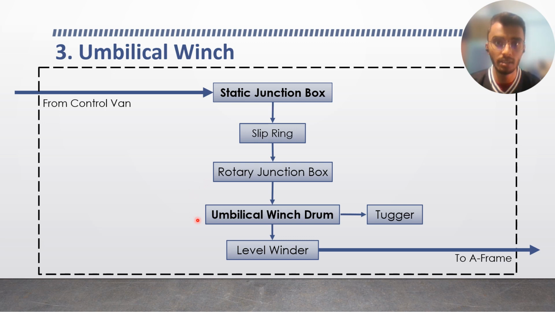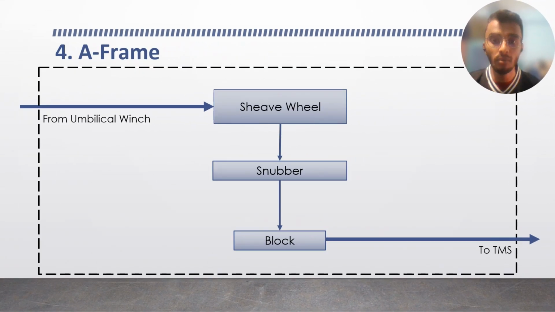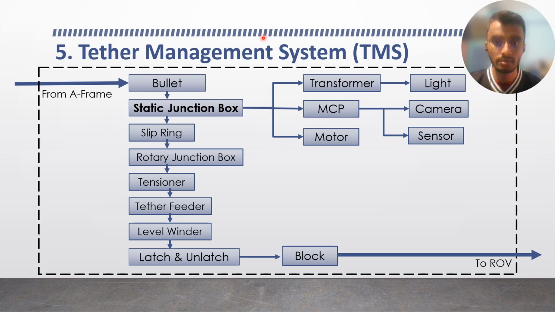We have a tugger. From the umbilical winch, it will pass to the level winder before going to the A-frame. From the control van, the power will be passed to the ship well, then to the snubber and block before going to the TMS. The function of the block at the A-frame and the bullet at the TMS is to hold the cables together. Then from the A-frame, the power will be passed to the bullet and then to the static junction box.